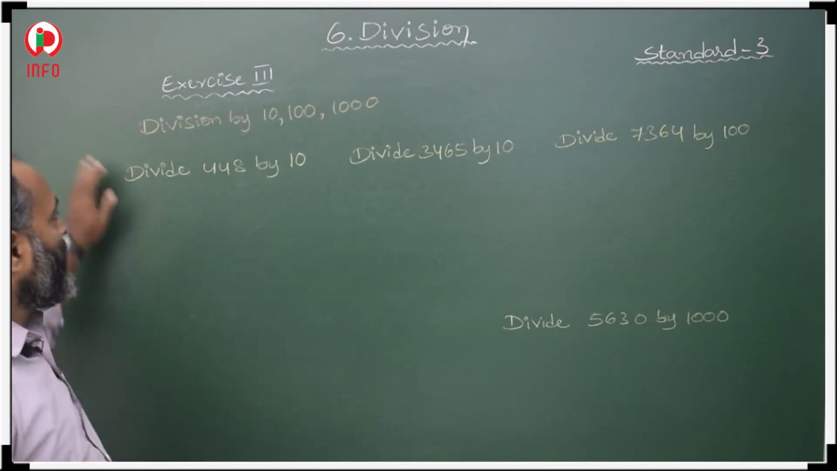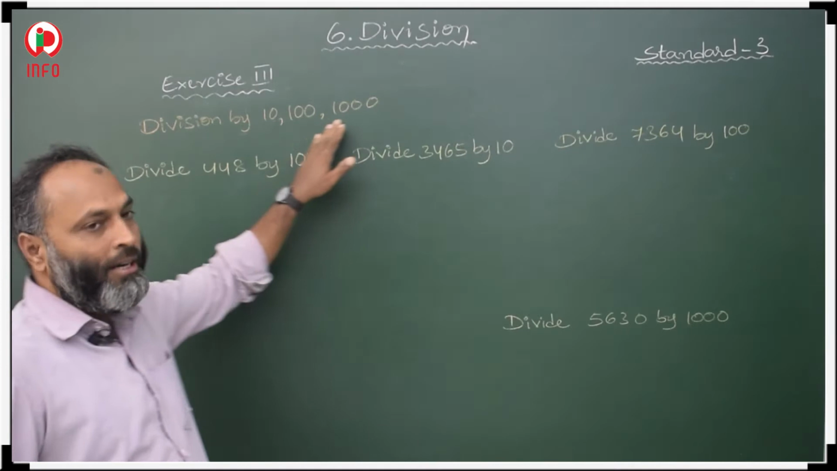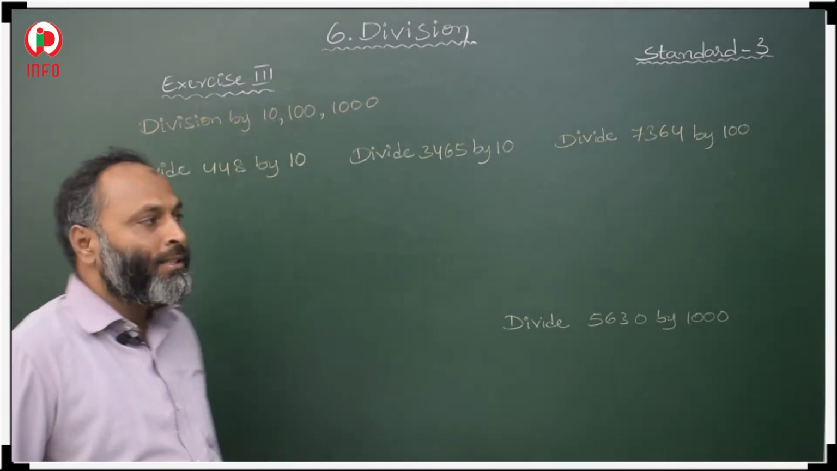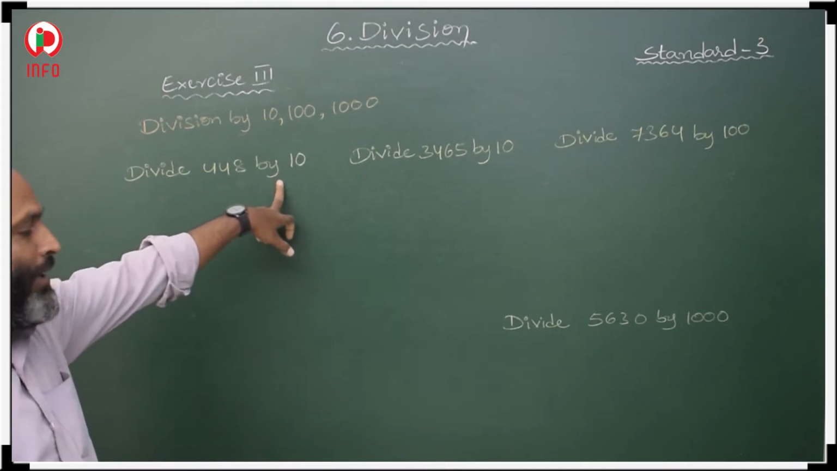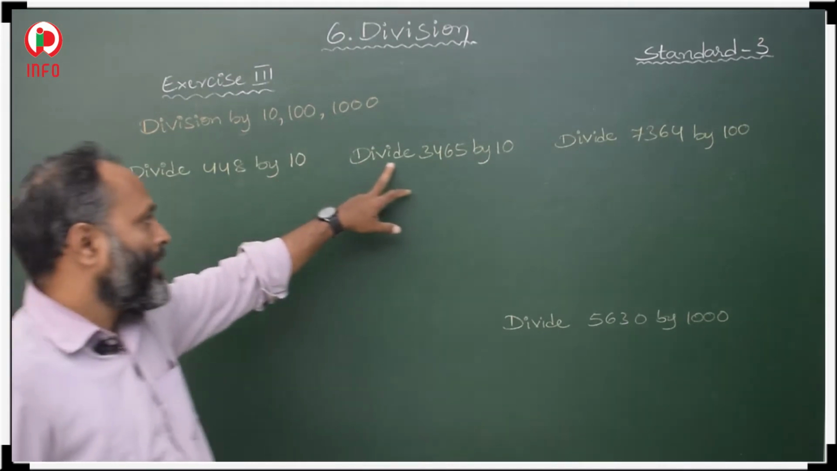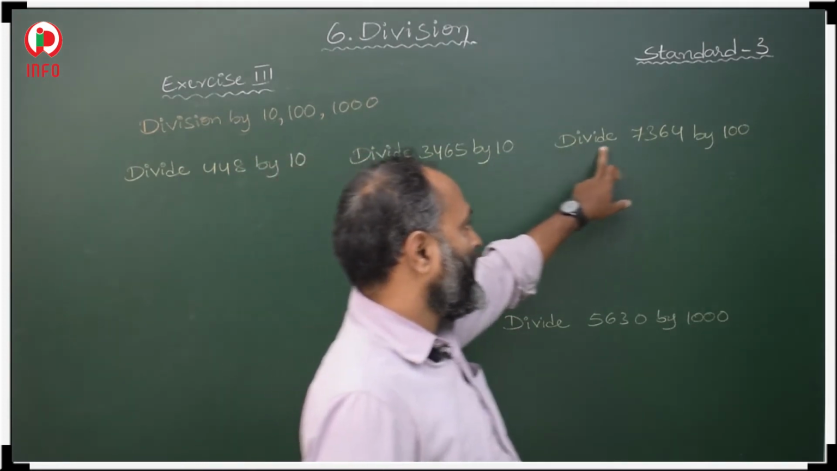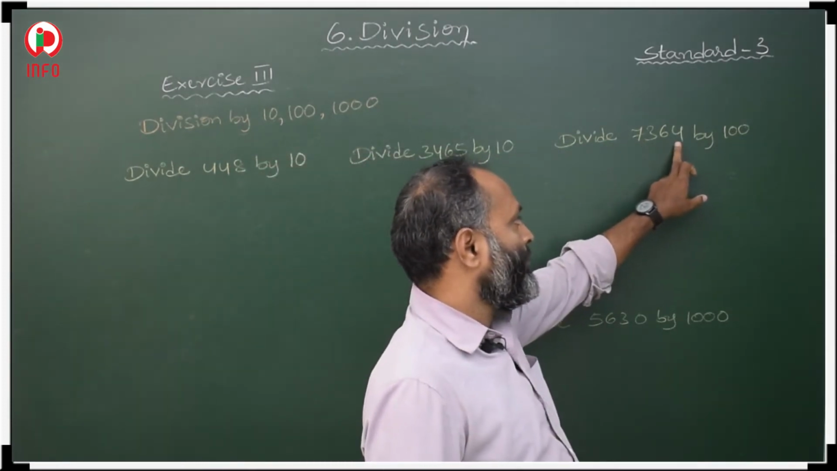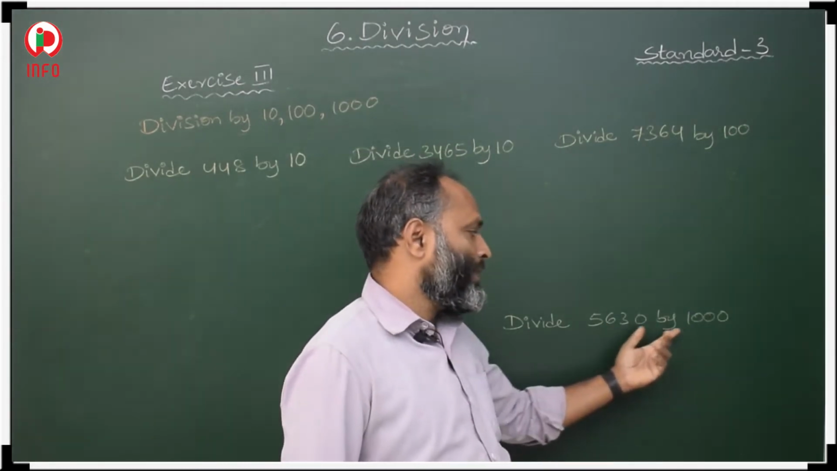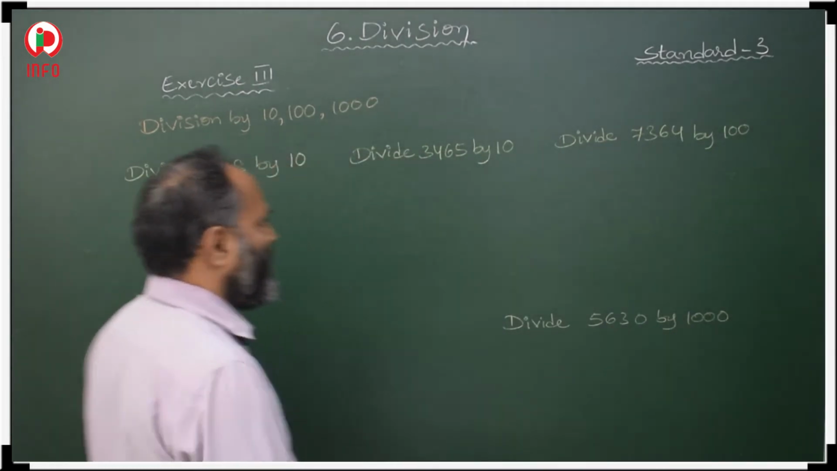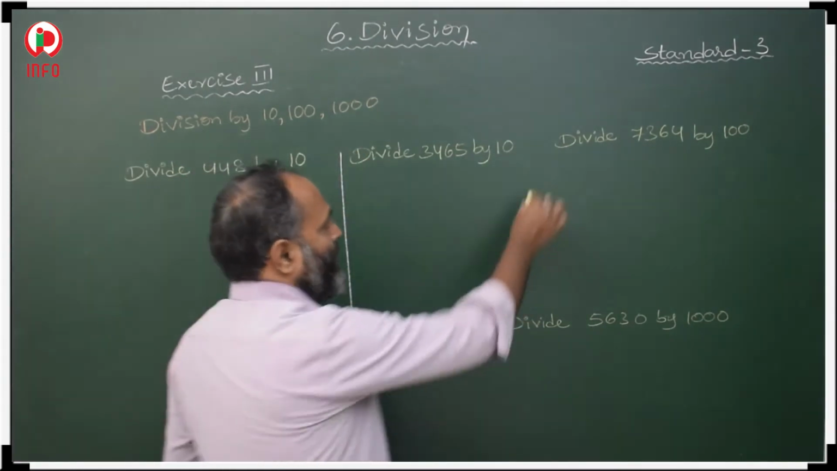Now, next topic, division by 10, 100 and 1000. See here, first we have to divide 448 by 10. Second, divide 3465 by 10, divide 7364 by 100 and divide 5630 by 1000. So, total 4 questions were given.